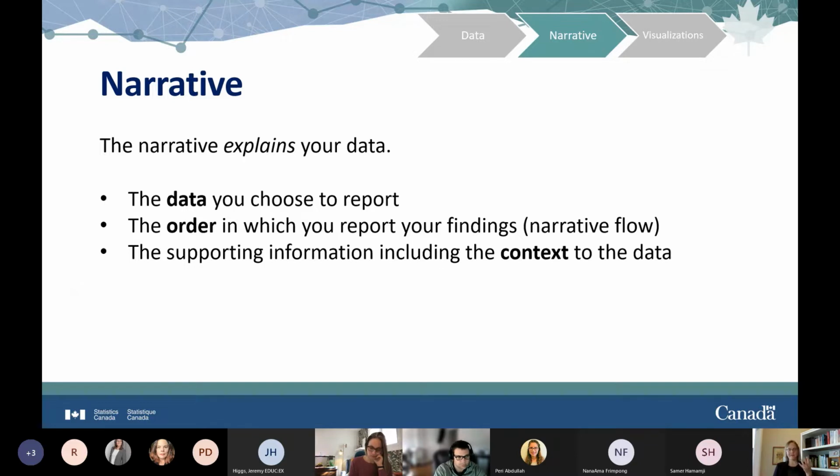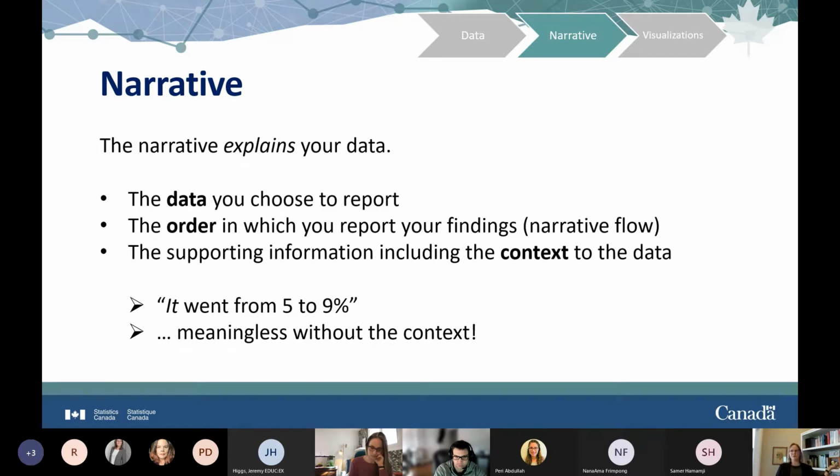A story does not happen in a vacuum. There's always a context to your study or to your project, and that's what you've established in steps one and two of your process, of your analytic journey, right? Context is really important in your narrative. If I tell you it went from 5% to 9%, well, this "it" part is meaningless without the context, right? What am I talking about? Am I talking about the unemployment rate? Context is everything. So the narrative is the data you choose to report, the order in which you choose to report your findings, and the context.